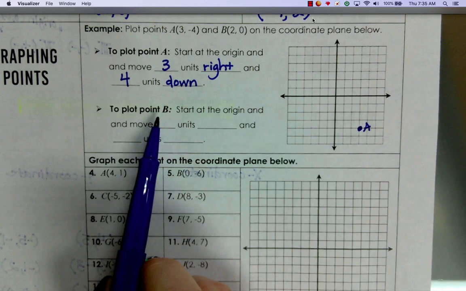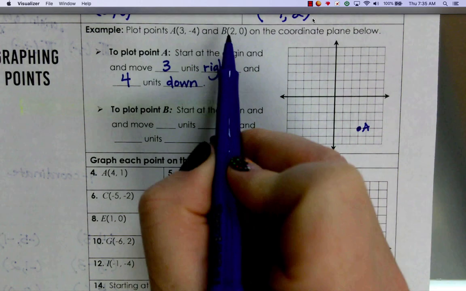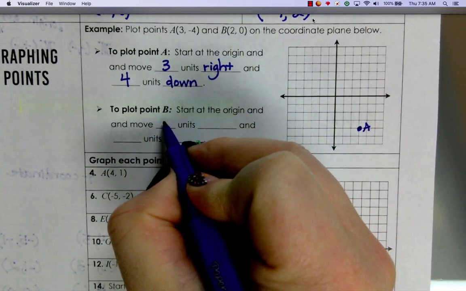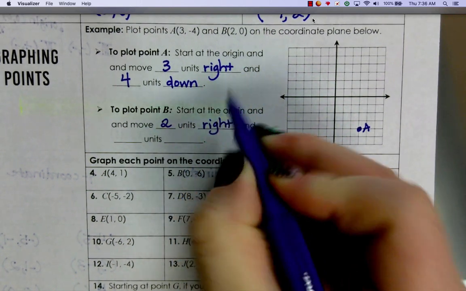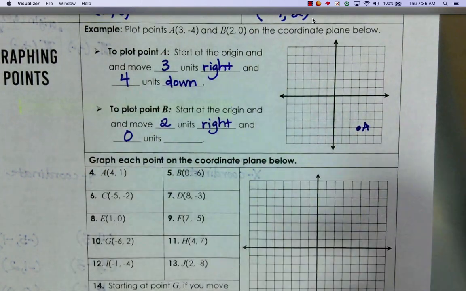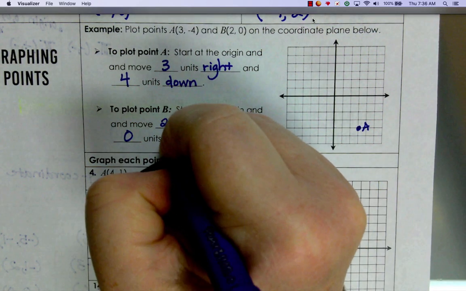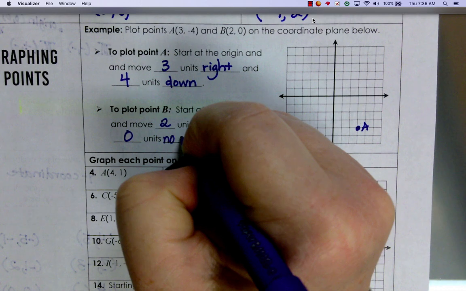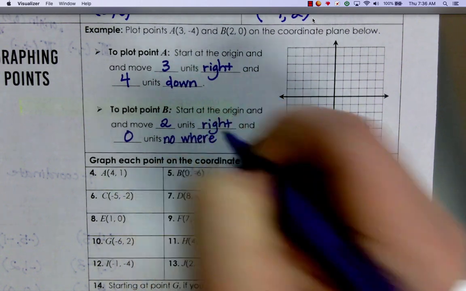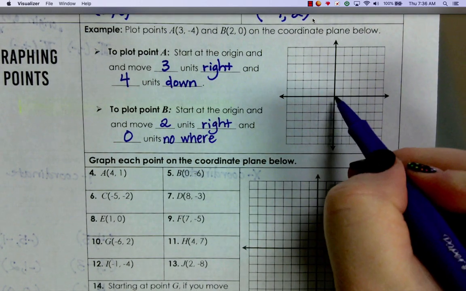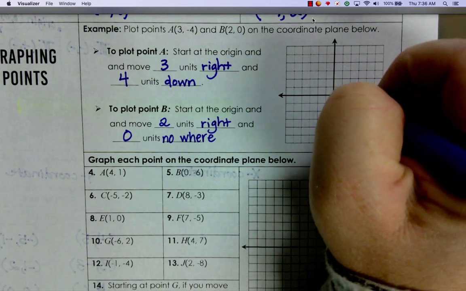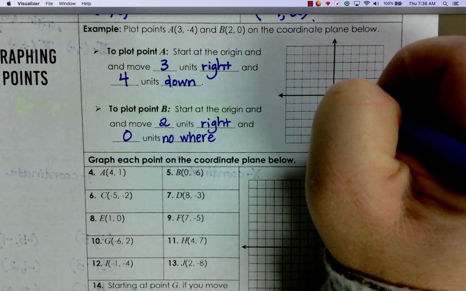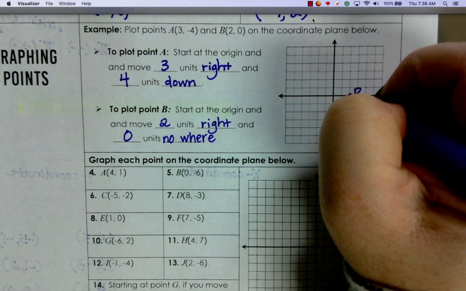To plot point B, start at the origin and move. Let's see, B, move 2 units right. And then 0 units, nowhere. Say nowhere, because we're not going anywhere. 0 means nowhere. So from here, we're going to go 2 units to the right, 1, 2, and then this is 0, so we're going to stay here on the x-axis, and that is point B, okay?